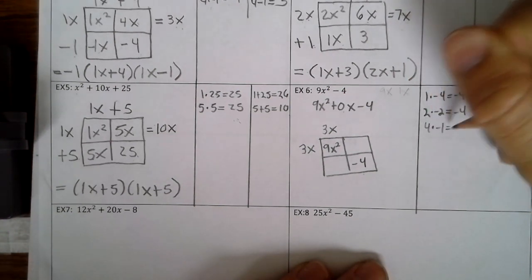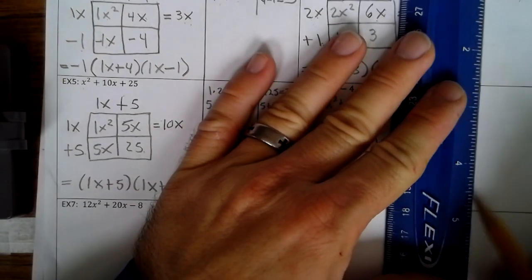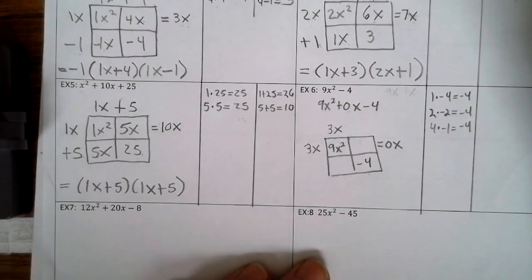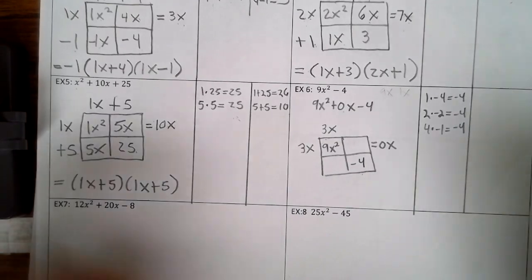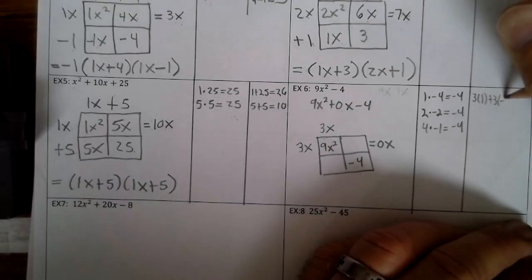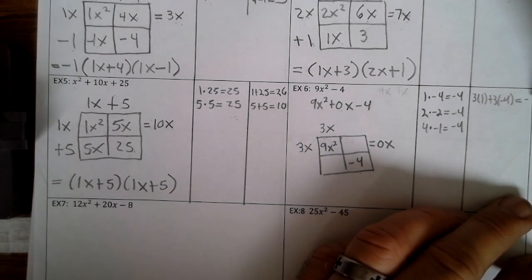Now, we want our middle term to be 0x. And we have to multiply by 3 and 3. So 3 times 1 plus 3 times negative 4 gives us, that's negative 12 plus 3 is a negative 9. That doesn't work. Now 3 times 2 plus 3 times negative 2 is 6 minus 6, which is 0.